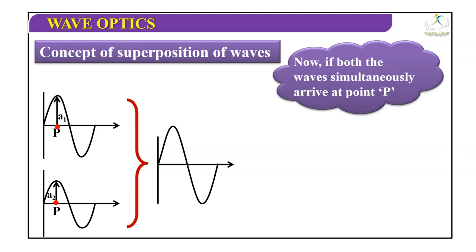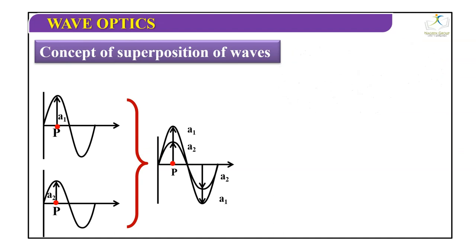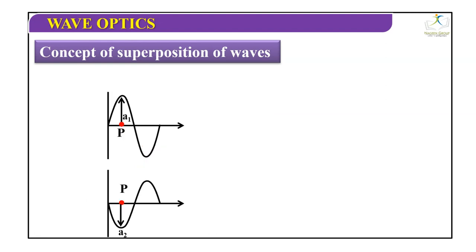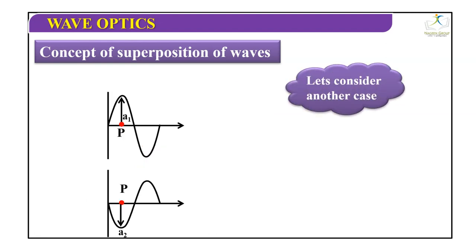The amplitudes of both the waves increase. So the resultant wave will have the maximum amplitude, because the phases are the same. Let us consider another case, where the first one is at the upper height, the high peak, and the second one is at the low peak.